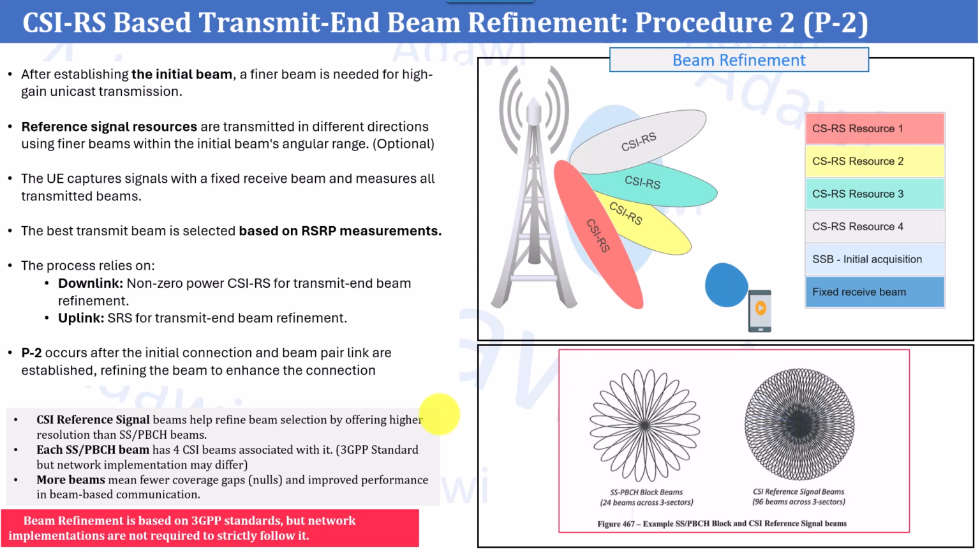And this is as per the 3GPP standard, but it's not necessarily implemented by the network implementation. And in general, the more beams you have, the fewer coverage gaps you have, and this improves the performance in general. This is from a theoretical point of view. So now let's move to the next part.